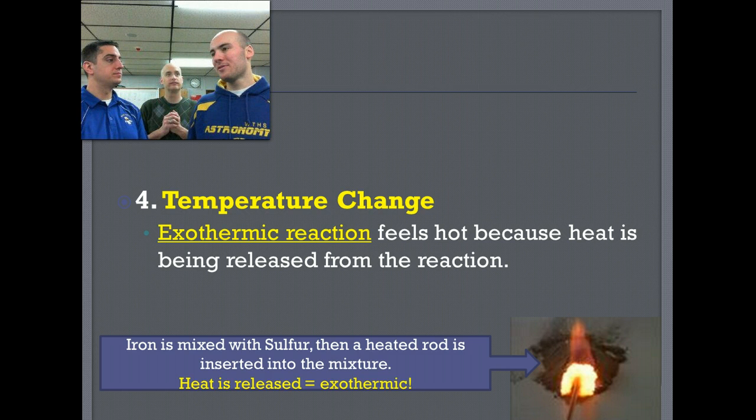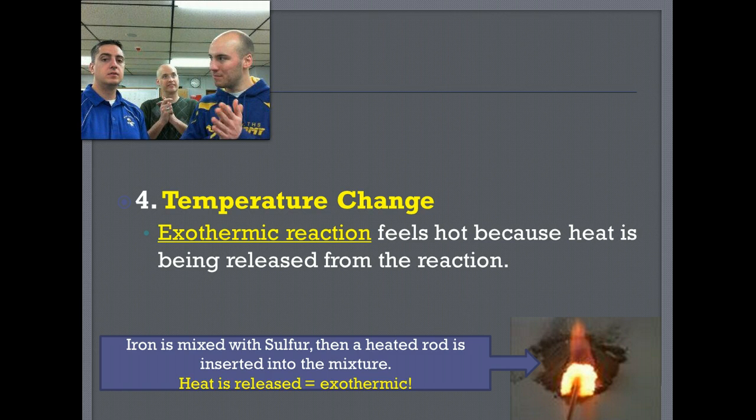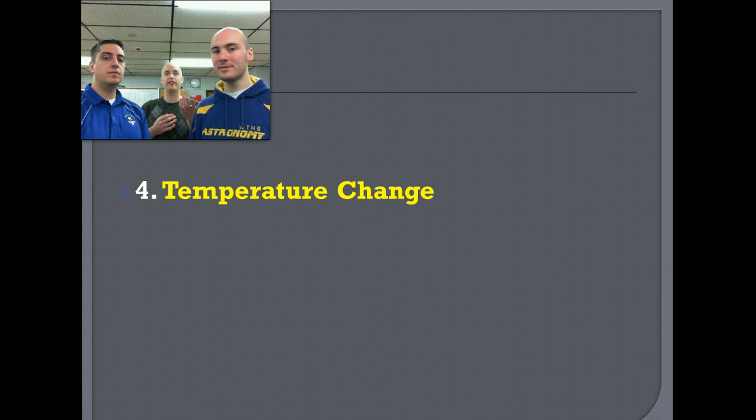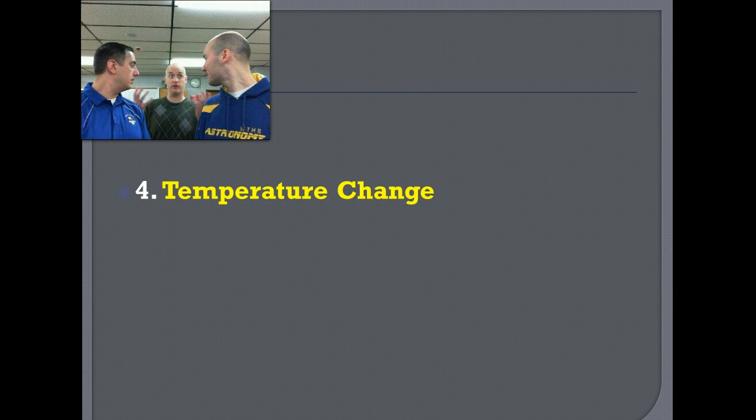A good example, though, if anyone's used hand warmers before, there are 2 substances in those hand warmers. You crack them open, you mix those things together, and they get hot. Very nice. So exo is out, thermic is heat or temperature, so it means heat released.